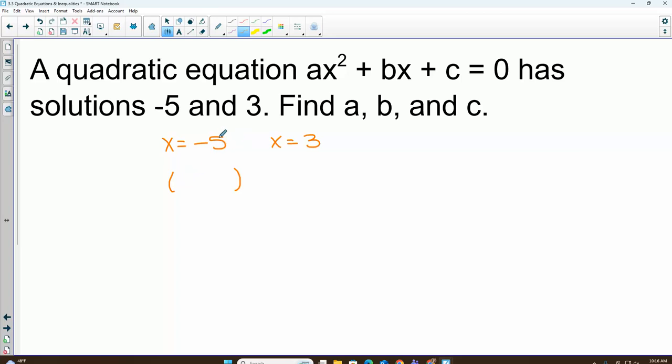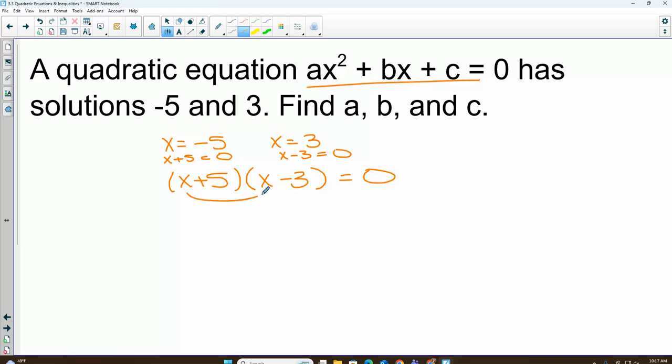So if you think about this, when we set them equal to 0, if you brought the 5 back over, it was x plus 5 equals 0. So that means there was an x plus 5 in my parentheses. If you brought this 3 over, x minus 3 equals 0. So my parentheses had an x minus 3. So this is what it had to be before I got my solutions. x plus 5 times x minus 3. I want to know what a, b, and c are, so what do I need to do with this? I'm just asking you to recreate the original problem.